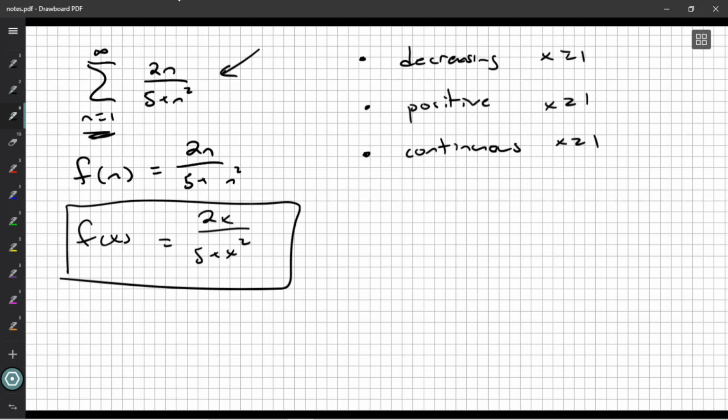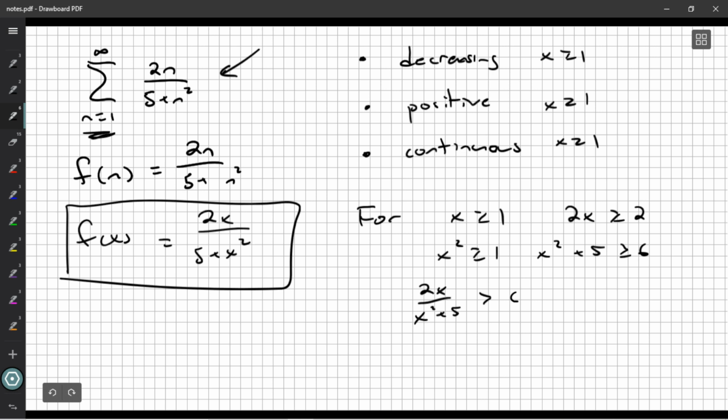Alright, so what do we start with? Well, we could start with positive. For x greater than or equal to 1, 2x is greater than or equal to 2. x squared is greater than or equal to 1, so x squared plus 5 is greater than or equal to 6. These are both positive. So our function is positive. So there we go. Positive is all dealt with.